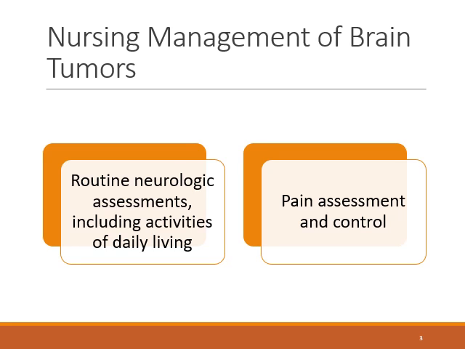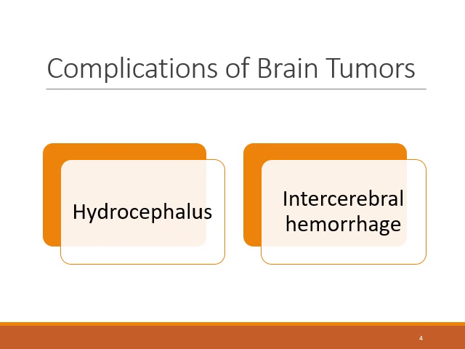Nursing management of tumors, once again, we need to do routine neuro assessments. That includes your Glasgow scale and such, including activities of daily living, pain assessment, and control. Complications, typically hydrocephalus was a big one, because as the tumor grows, it can impinge on circulation of the cerebrospinal fluid, blocking it off and then causing swelling of the brain. And we can get intracranial hemorrhage. Maybe the tumor is getting into the blood vessel area and then can cause bleeding that way.